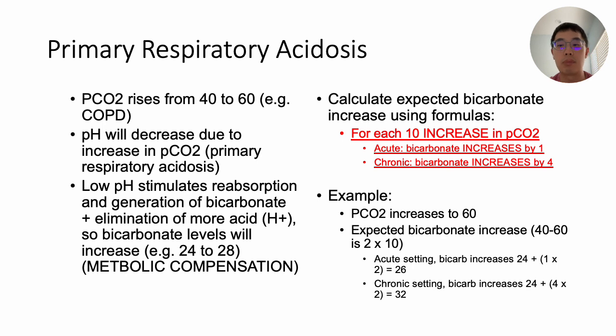Let's take, for example, that the PCO2 has increased from 40 to 60 now. Since this represents a 20 increase from normal in the acute setting, we expect the bicarbonate to increase from 24 by 2 to about 26. In the chronic setting, we would expect the bicarb to increase from 24 by 8 to about 32.